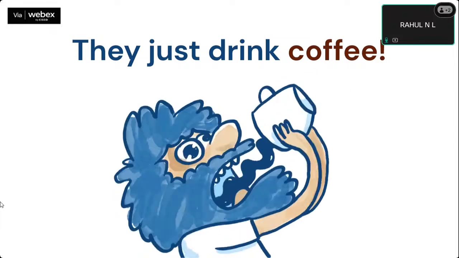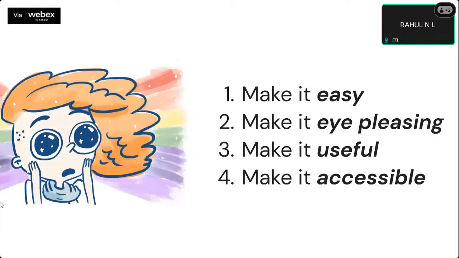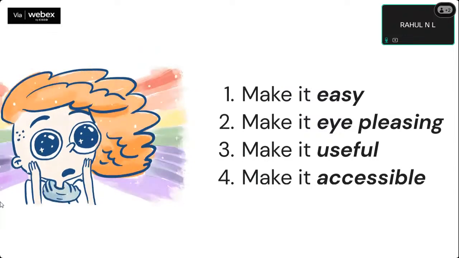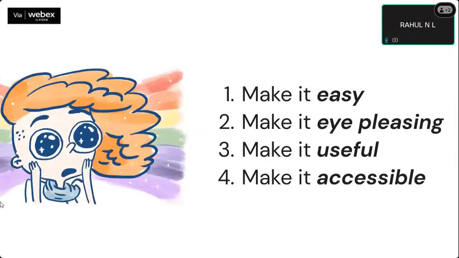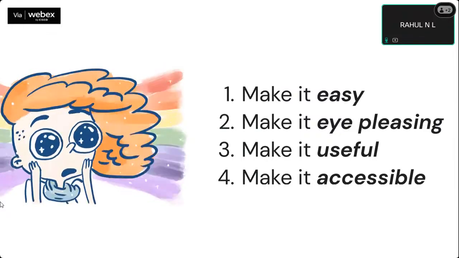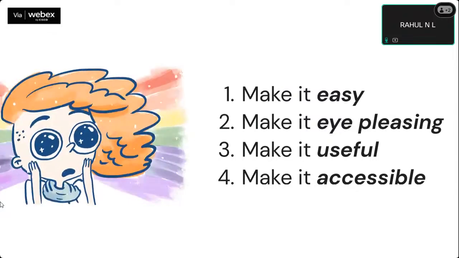And with this, he also will make it easy, make it eye pleasing, make it useful, make it accessible. What will he make easy, eye pleasing, useful, accessible, Rahul? What will he make it? It's a product. The product that is being built, he will make it easy, eye pleasing, useful, and accessible. When I say make it easy, make the entire process easy.